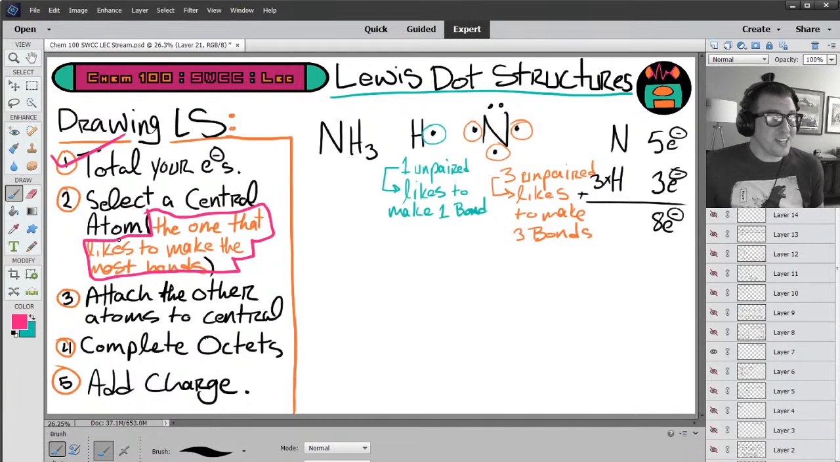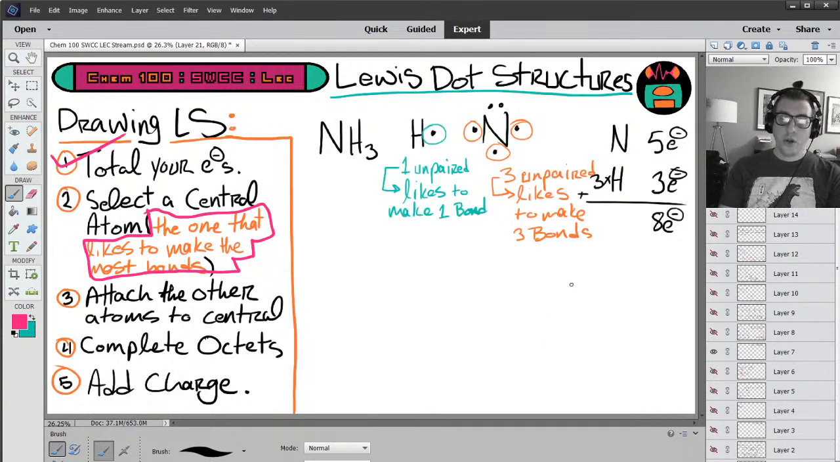Hydrogen has 1 unpaired electron. It likes to make 1 bond to complete its octet. Nitrogen has 3 unpaired electrons. It likes to make 3 bonds. So because nitrogen likes to make more, we're going to put nitrogen in the center of our molecule. Step 2 is done.